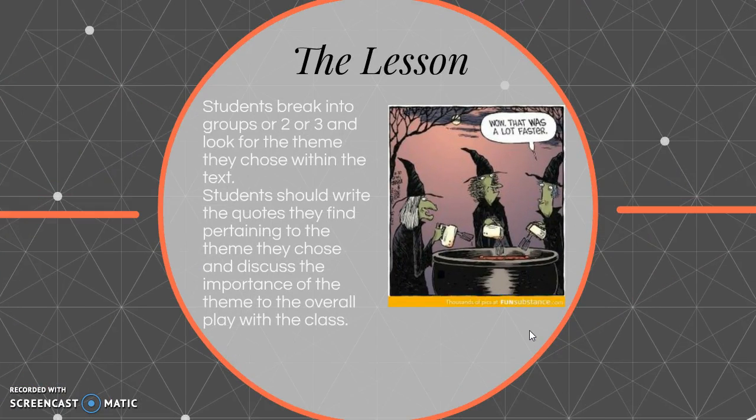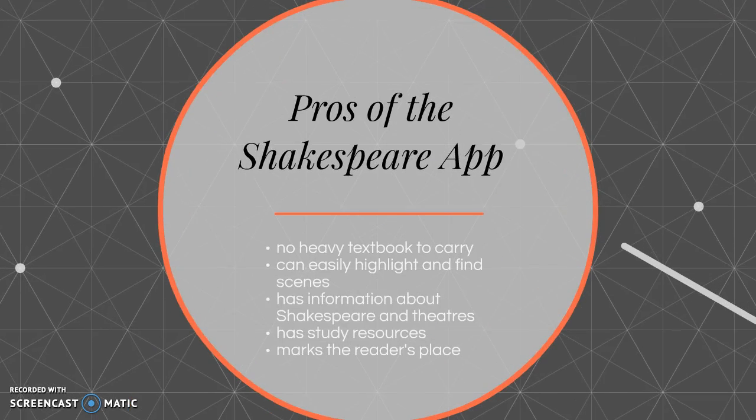So for the lesson, I had students break into groups of 2 or 3 and look for the theme they chose within the text. I had written all the themes on the board, and each group got to choose as they went around. Then they had to go through the play, write down the quotes that they found that had to do with that theme and where they found it, and answer questions on the worksheet that I had given them. And when we're done, they just discuss it with the whole class.